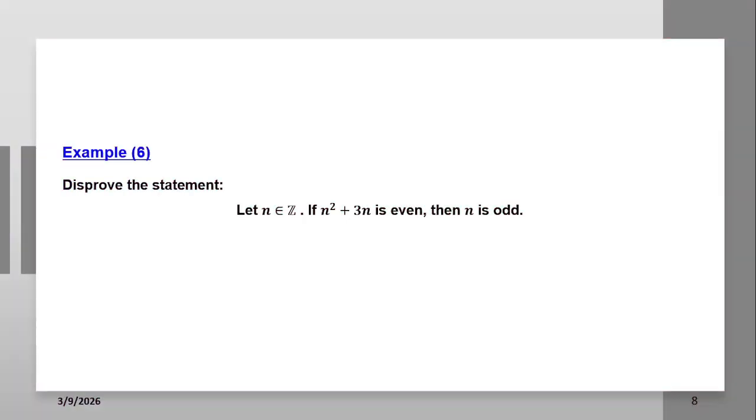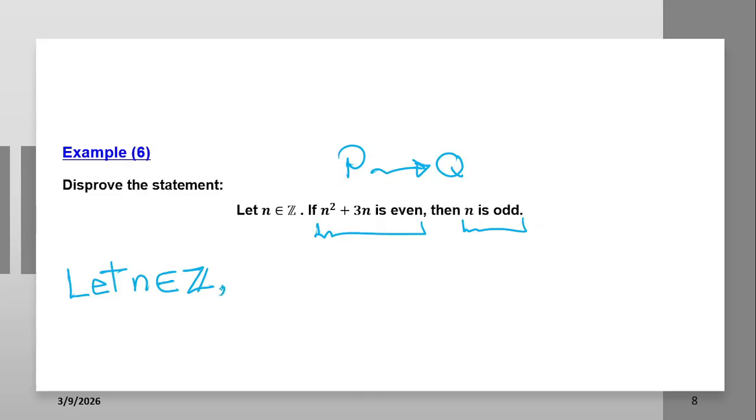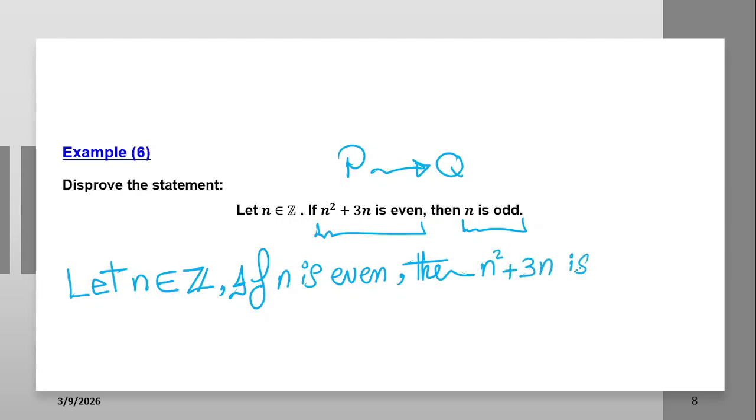Now in example 6, disprove this statement. If n belongs to the set of integers, then here we have if p then q. So p here is n squared plus 3n is even. Q here is n is odd. We learned before that we can deal with such type of statements, so we use the contrapositive technique by stating: let n belong to the set of integers. Then if n is even, then n square plus 3n is odd.